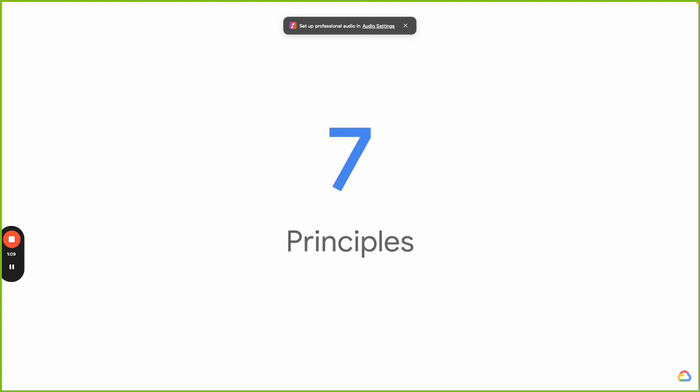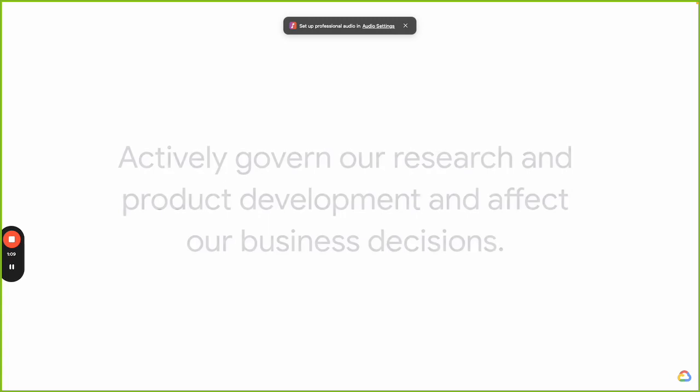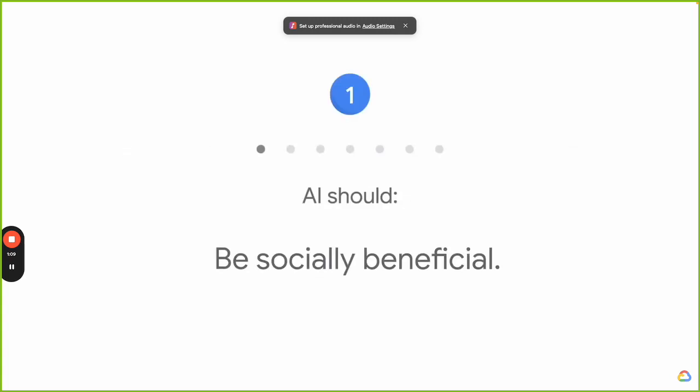In June 2018, we announced 7 AI principles to guide our work. These are concrete standards that actively govern our research and product development and affect our business decisions. Here's an overview of each one. 1. AI should be socially beneficial. Any project should take into account a broad range of social and economic factors, and will proceed only where we believe that the overall likely benefits substantially exceed the foreseeable risks and downsides.